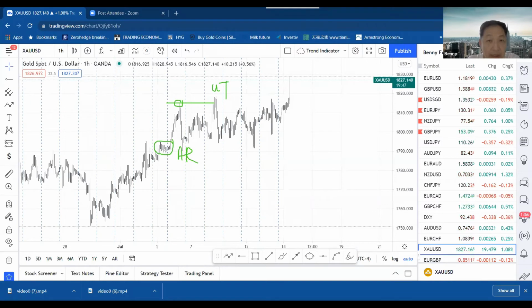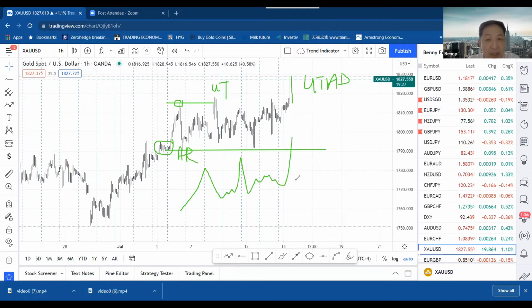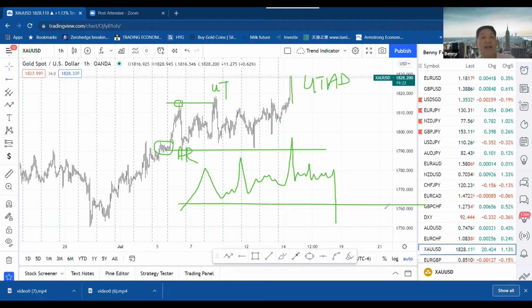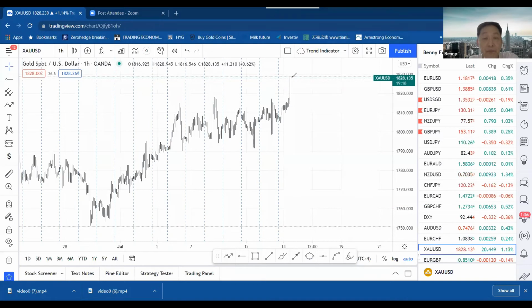So we draw a line here. This is the support for the range. So now this could be a what? You might see the price go up and then pull back. And then now it becomes a UT followed by a UTAD, and then last point of supply, last point of supply down. It can happen like that. So we pay attention to this area, to see whether this develops into a UTAD or not.